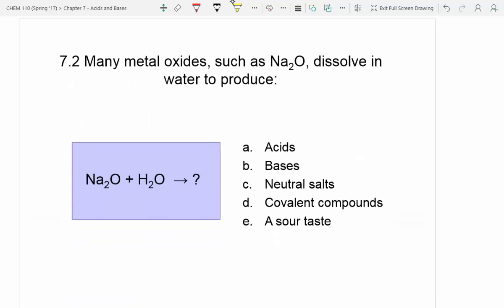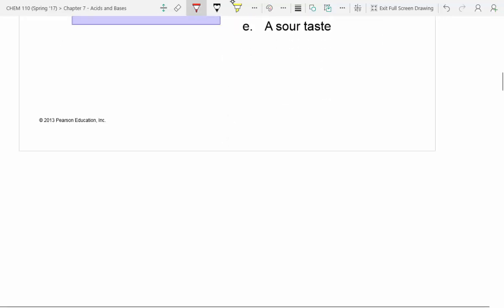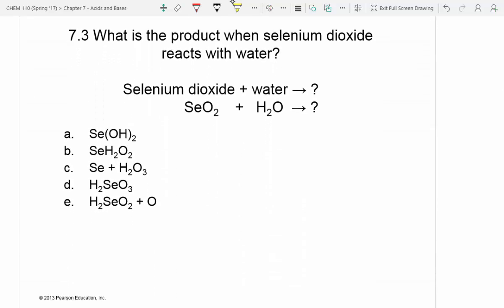All right, 7.2. Many metal oxides, such as sodium oxide, dissolve in water to produce what? Bases, right? We said non-metal oxides produce acids, metal oxides produce bases. Let's do a couple others. What is the product when selenium dioxide reacts with water? This one's a little trickier. You might want to flip through your notes. To give you guys a hint, we said CO2 plus water makes what? This carbonic acid, what was the molecular formula for that?